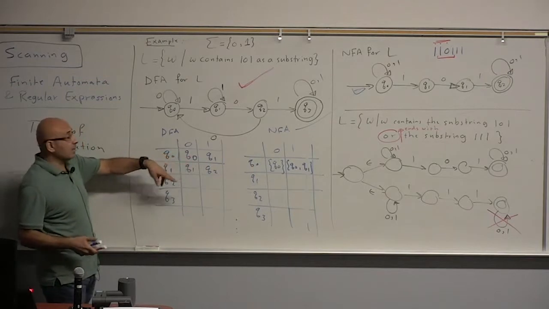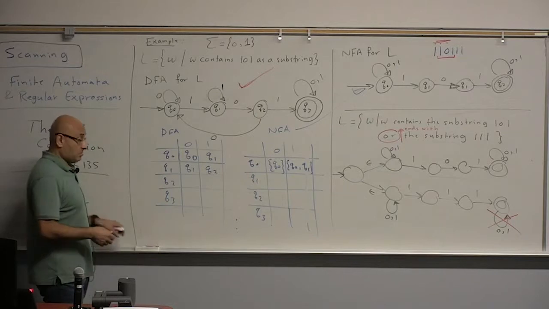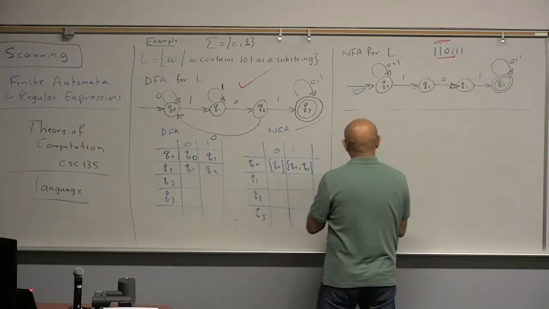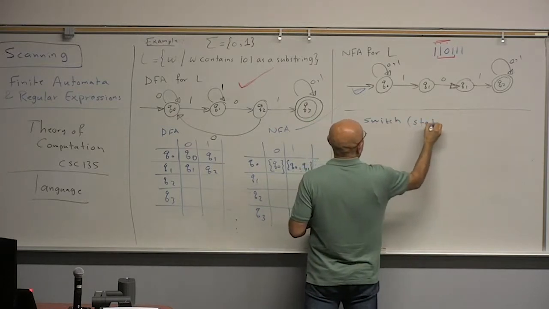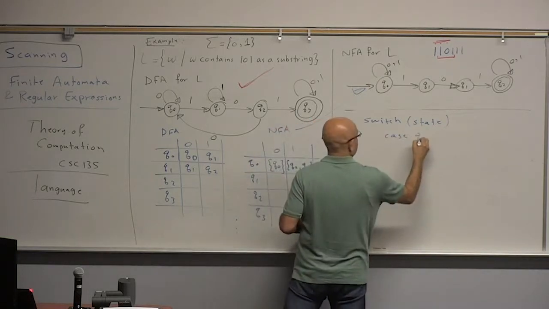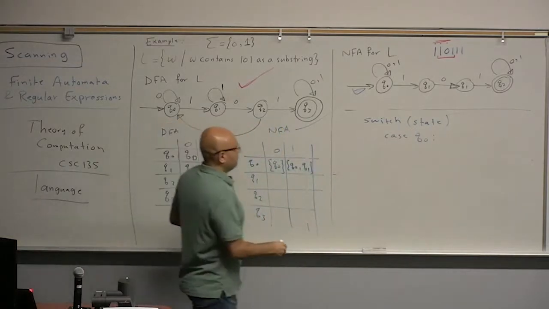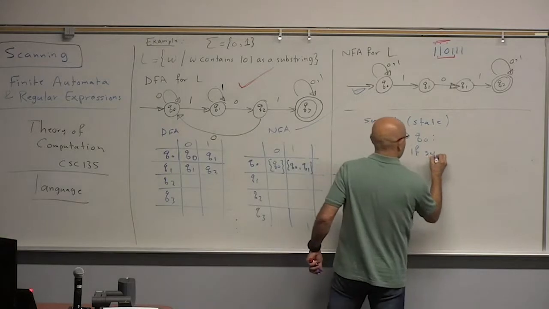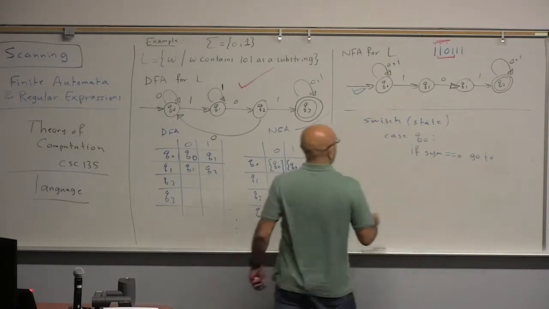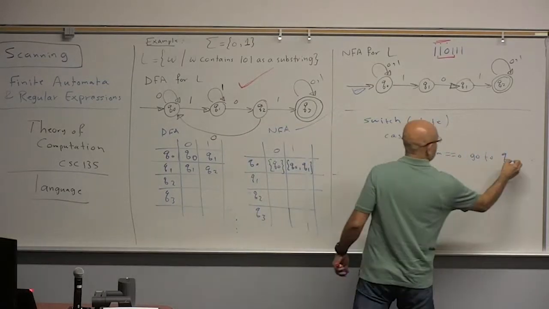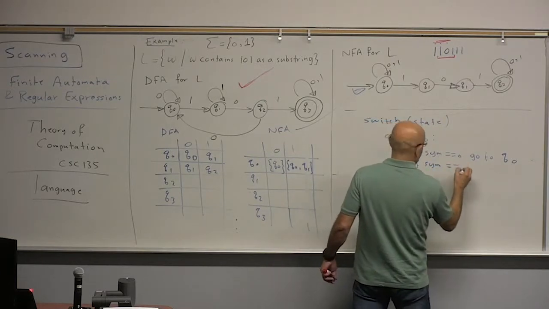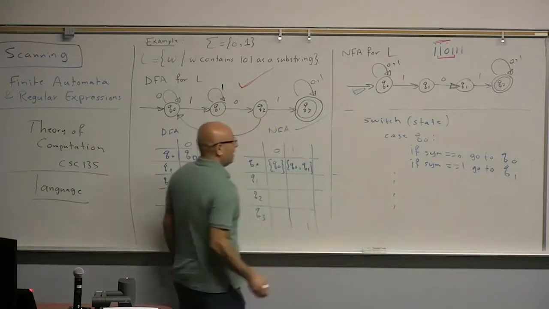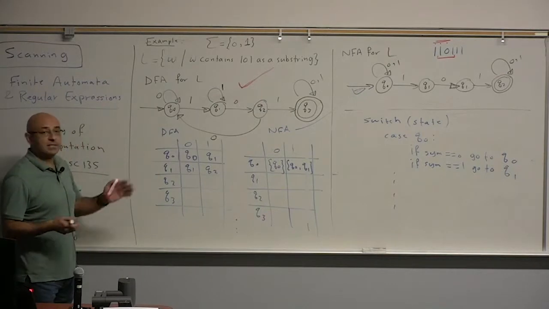And this is just ready to be programmed, because all you need to implement this is a switch statement. So you can do something like this. Switch of state. If you are in Q0, if the symbol equals 0, go to state Q0. If the symbol is 1, go to Q1. So you know exactly where to go. So you can implement a DFA easily as a switch statement because it's deterministic and you know exactly where to go.